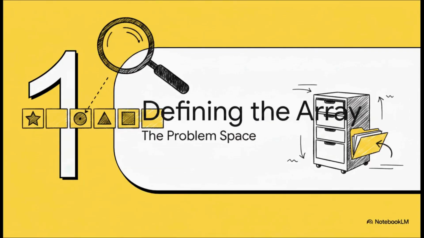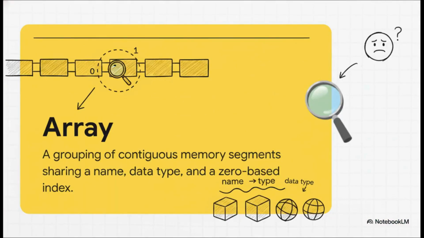Part 1. Defining the array problem. Let's slowly unpack this definition. It's deeply rooted in how fundamental languages like C manage memory. An array isn't just some random list of items. It's a grouping of contiguous, meaning perfectly side-by-side, memory segments. All the elements inside share the exact same name and the exact same data type. But here is the absolutely critical part you have to remember. They are accessed by a zero-based index number.